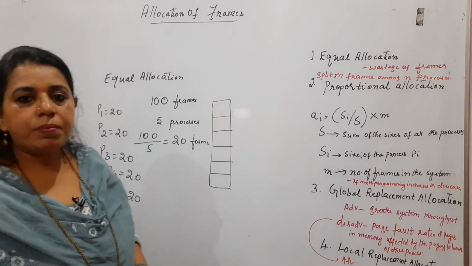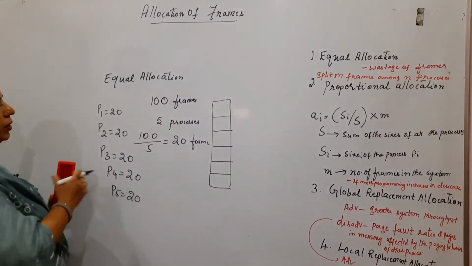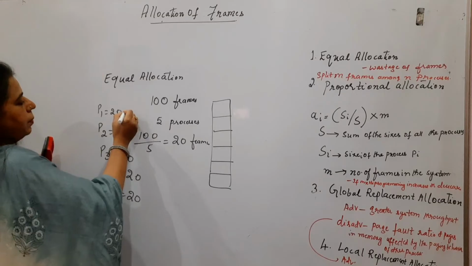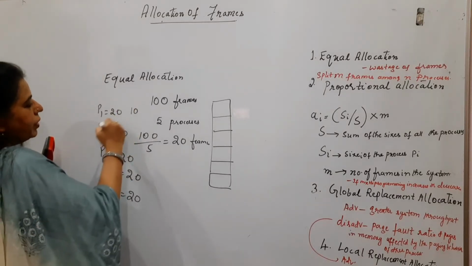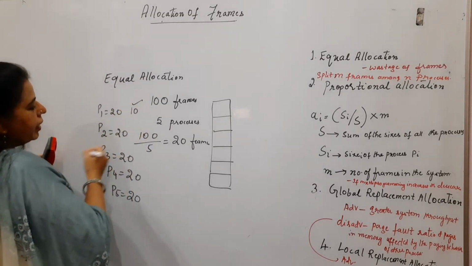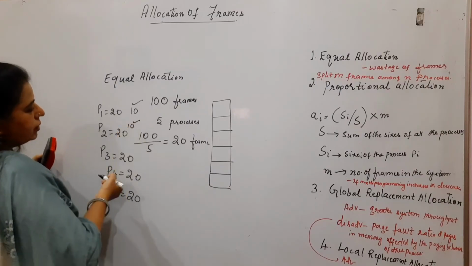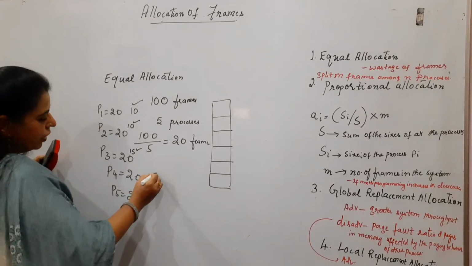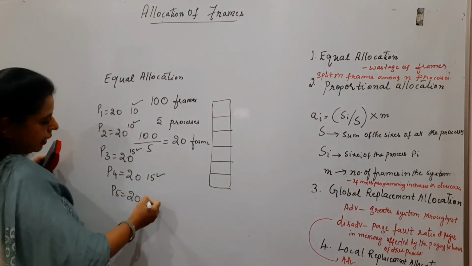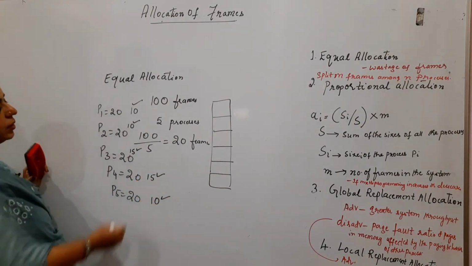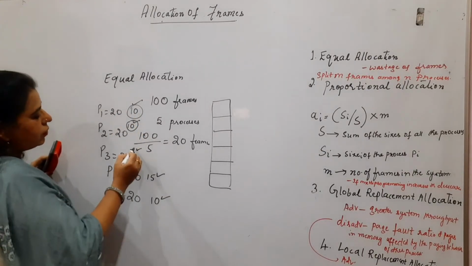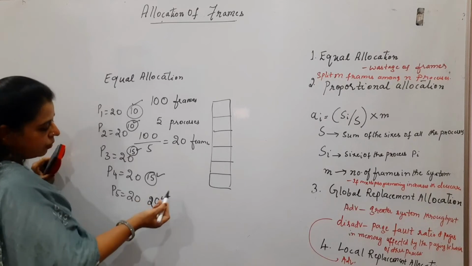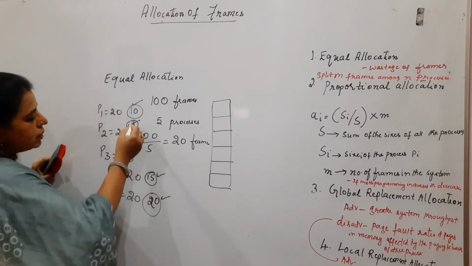Wastage of frames is because, suppose P1 may not require 20 frames, P1 may require only 10 frames, then P2 may require only 10 frames, let us take like this, then P3 may require only 15 frames, P4 may require 15 frames, P5 may require only 10 frames. Or let us take P5 may require exactly 20 frames only. Just randomly I am taking.